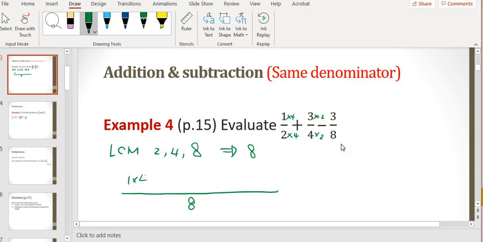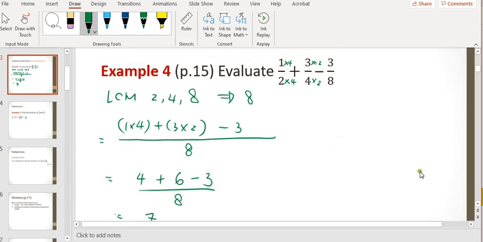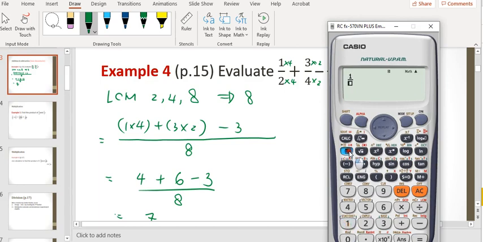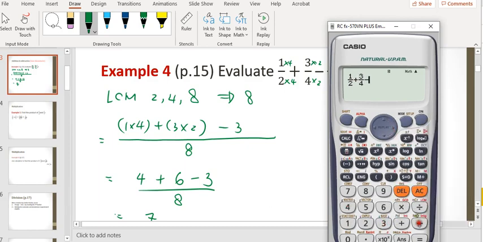So I have 1 times 4 plus 3 times 2 minus 3, over 8. 1 times 4 is 4, 3 times 2 is 6, minus 3. So 4 plus 6 is 10, 10 minus 3 is 7/8. Is it okay? Just simple calculation. If you want to cross-check your answer in the calculator, I type 1/2 plus 3/4 minus 3/8. You get 7/8, so our answer is correct. Very straightforward.